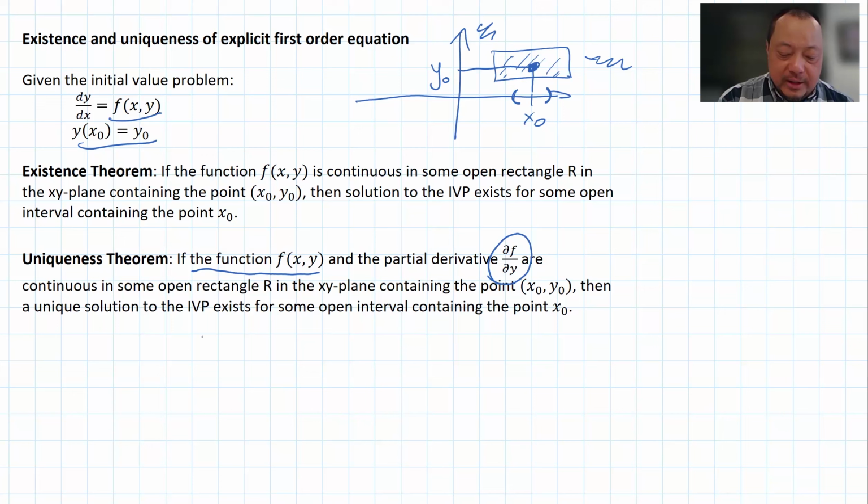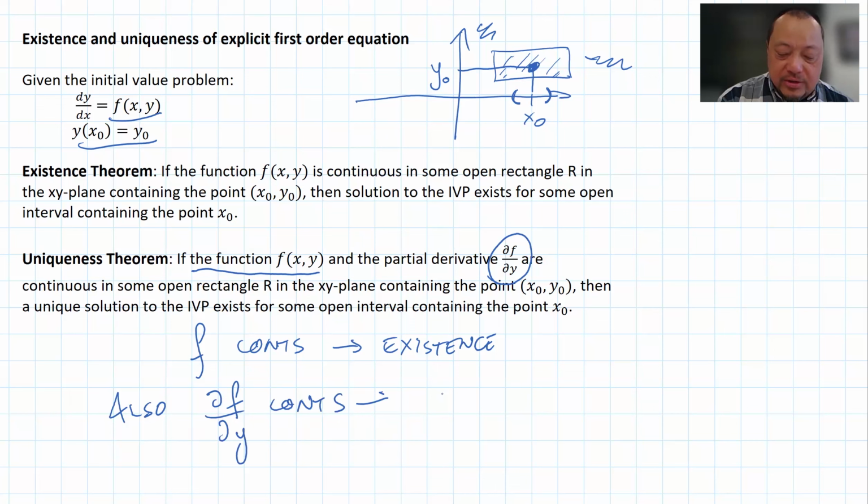And the summary of it is, if you have f continuous, then you get existence. If you also get the partial derivative with respect to y is continuous, then on top of existence, you also have uniqueness.